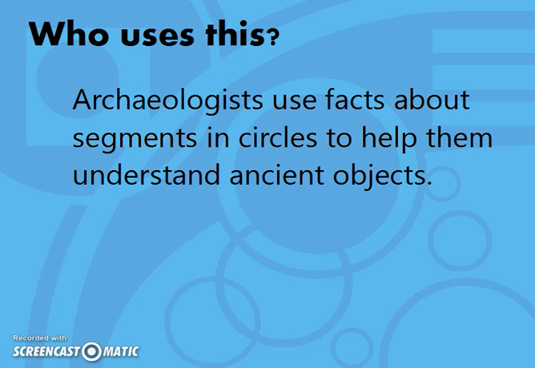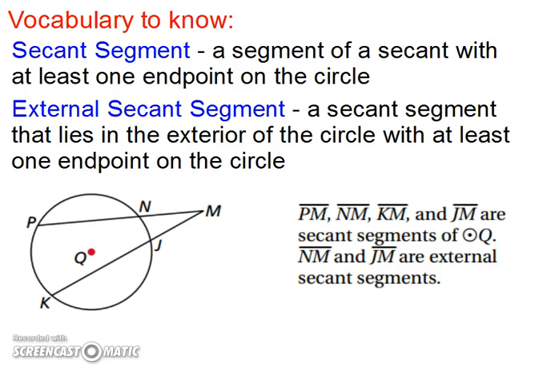Let's look at some vocabulary first. A secant segment is a segment of a secant with at least one endpoint on the circle. An external secant segment is a secant segment that lies in the exterior of the circle with at least one endpoint on the circle. So if we look at the diagram below, PM, NM, KM, and JM are secant segments of circle Q. NM and JM are external secant segments.